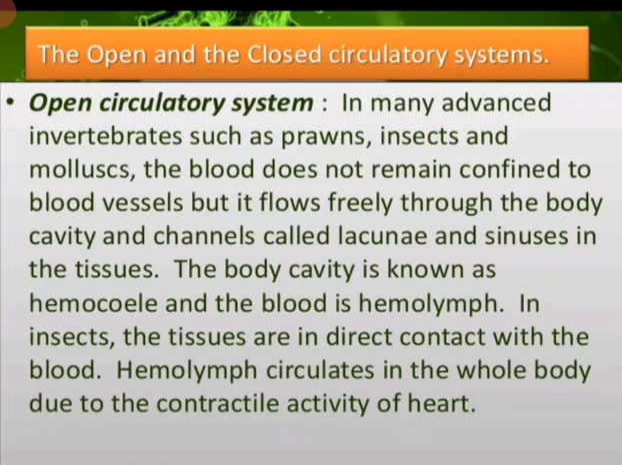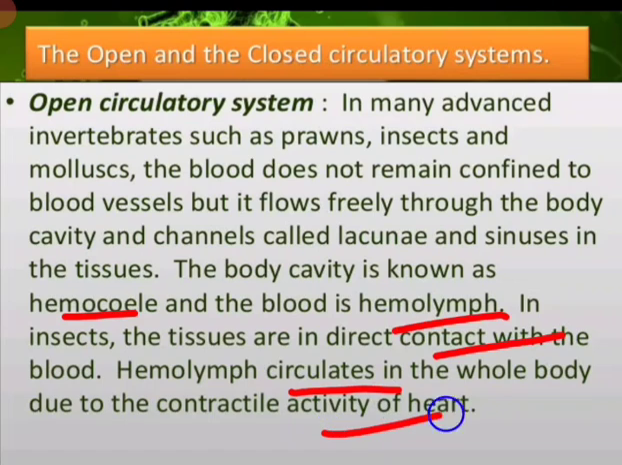That is why the body cavity is known as the hemocoel. The body cavity which is filled up by the blood is called hemocoel, and the blood is hemolymph. In insects, the tissues are in direct contact with the blood. Hemolymph circulates in the whole body due to the contractile activity of the heart. So this is called the open circulatory system.